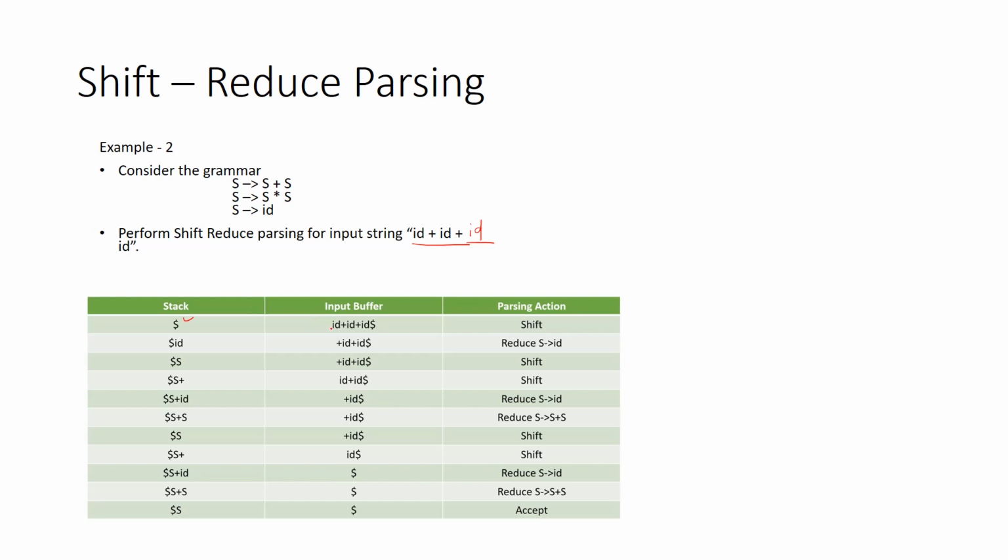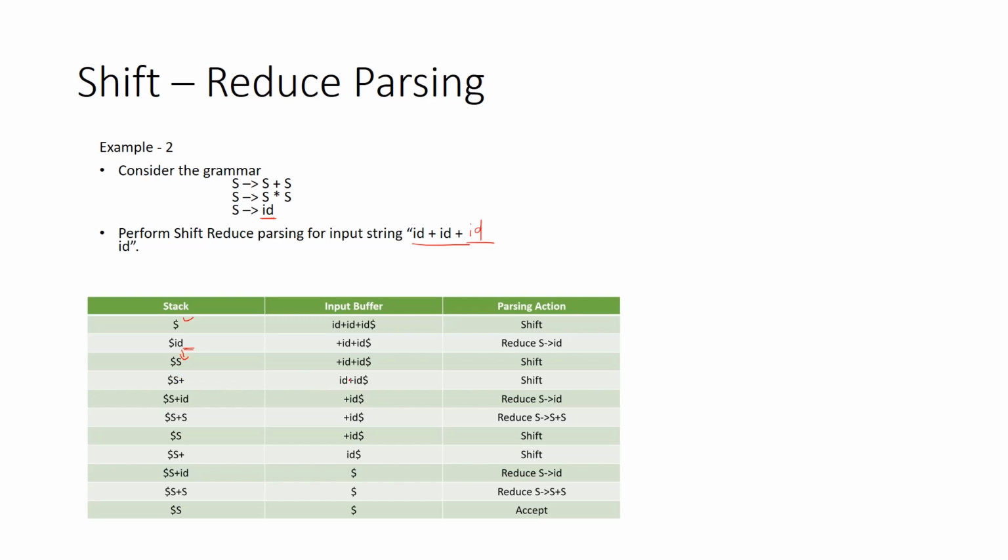Now we perform a shift operation, so id is shifted to the stack. When we compare this handle, there is a match. This id matches the production S gives id, so that has been replaced. Now this id is replaced with S.